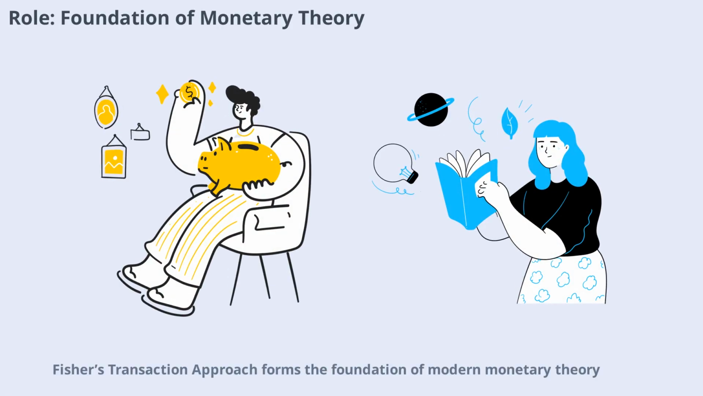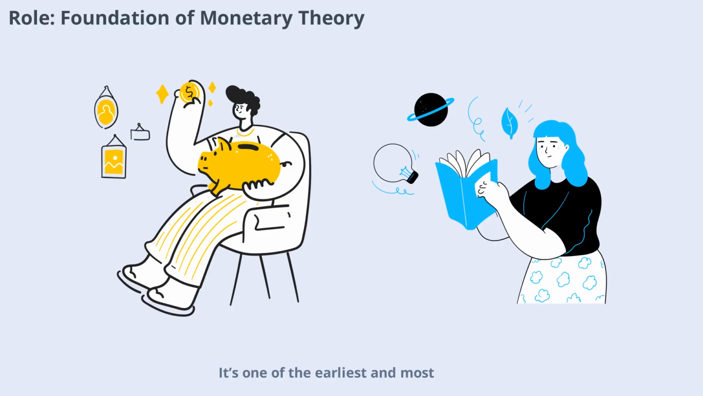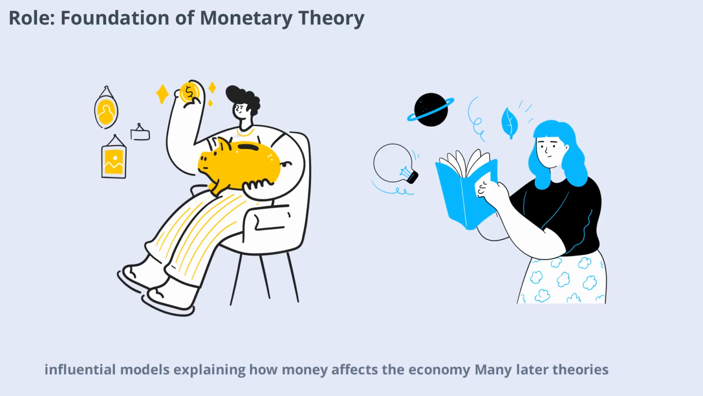Fisher's transaction approach forms the foundation of modern monetary theory. It's one of the earliest and most influential models explaining how money affects the economy. Many later theories, including Keynesian and monetarist models, build on Fisher's insights, making his work a crucial starting point for anyone studying money and banking.